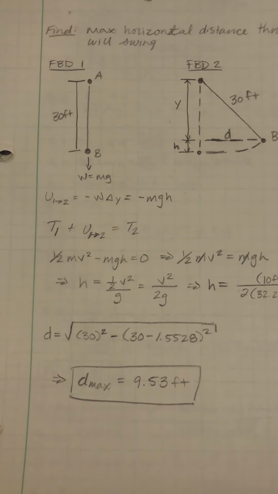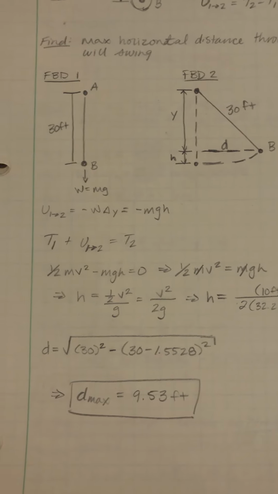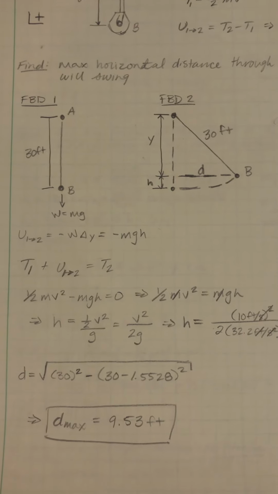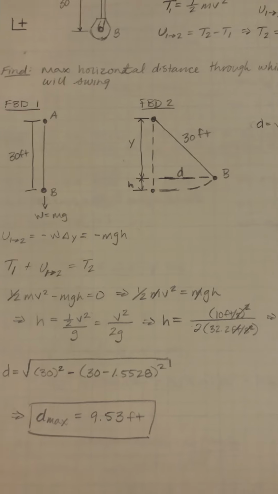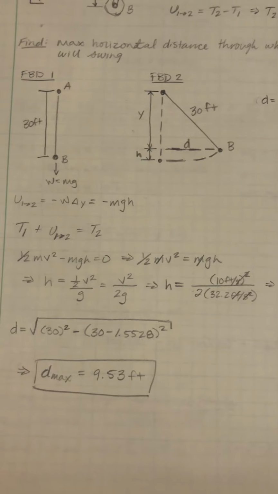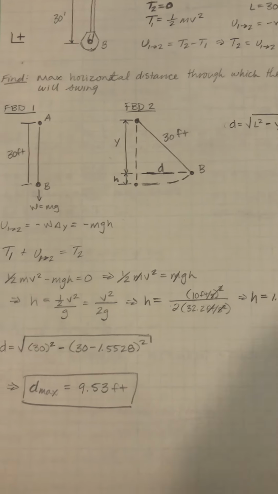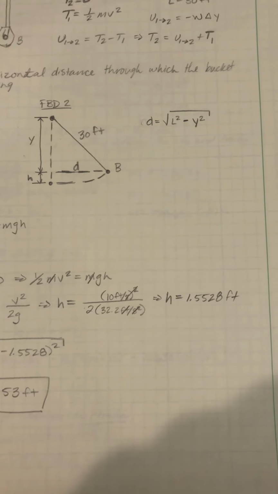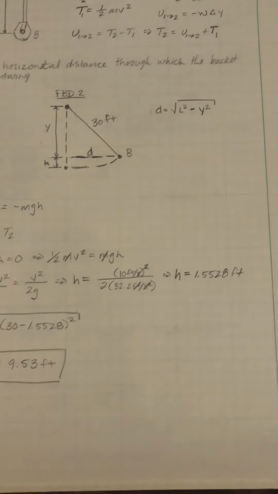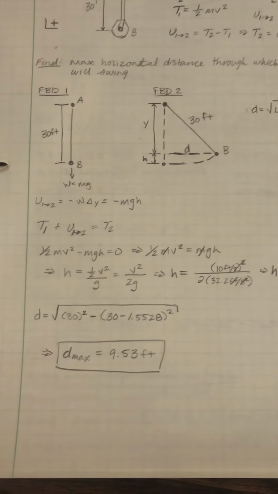And plugging that in, T1 in this case, from the book, is equal to 1/2 mv squared minus the mgh, which we found. Then manipulating that to find the height, this distance h that it moves up as the bucket swings, we're able to find the height at 1.5528 feet. I just kept a few extra decimal places for calculation purposes.